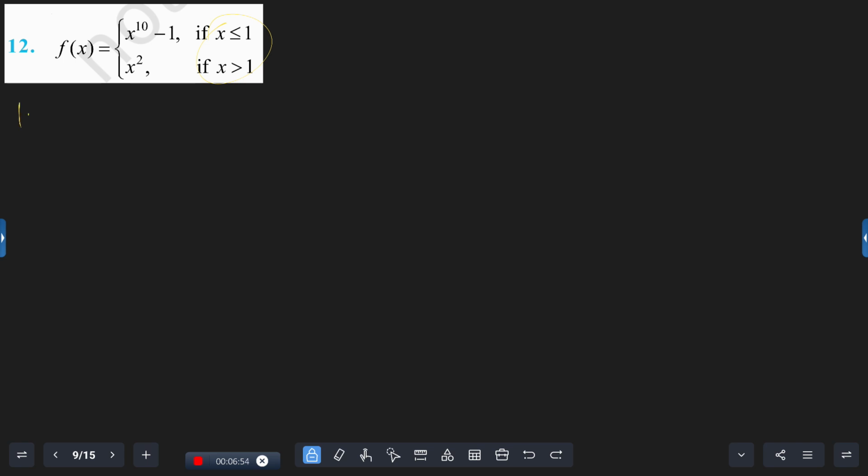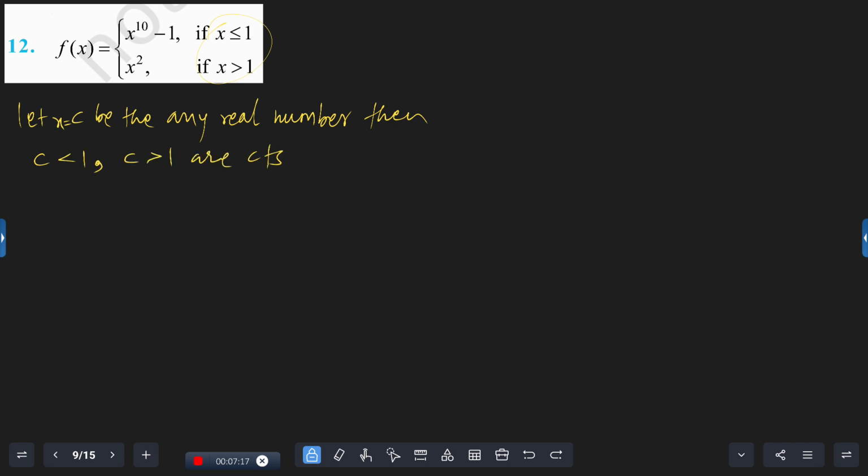What will we be doing? Let x equal to c, let c be any real number. Any real number, then what is the number? 1 is given, then c less than 1 and c greater than 1 are continuous. Okay, this is continuous. So let's check c equal to 1. What it is giving, that we will see.